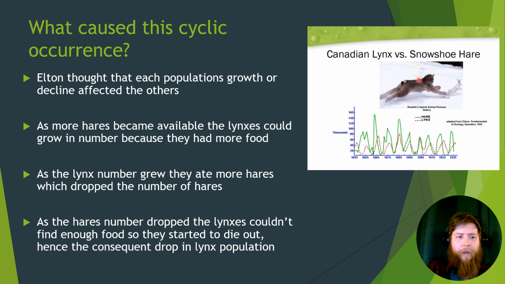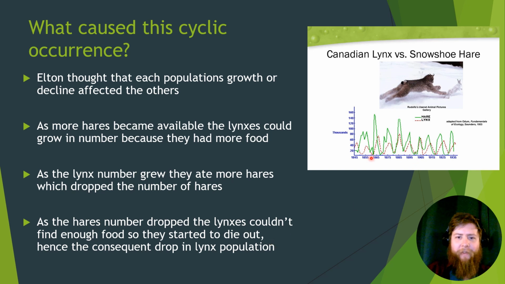And what he kind of thought was that the population's growth or decline affected the other ones. So as we got more and more rabbits, which is the green one on this graph, we got more and more lynxes, the orange one on this graph, kind of lagging behind them because now they had more food to eat. As the lynx number grew, right after the lynxes reach their peak, the rabbits will decline here. And this is because now they're getting eaten more, so they don't have the ability to reproduce as fast. They have a higher death rate than they have a birth rate, so their population would fall.